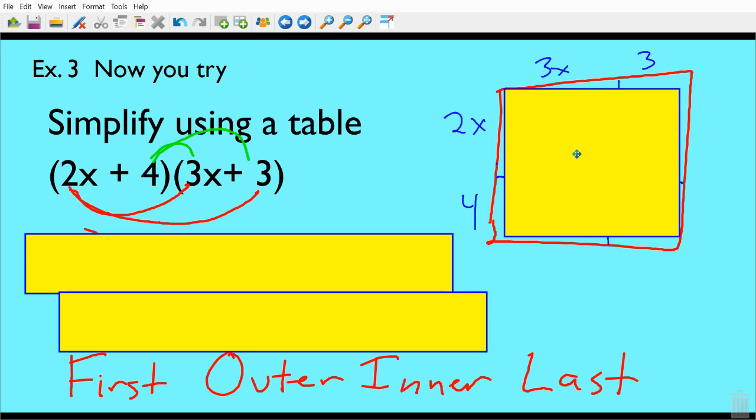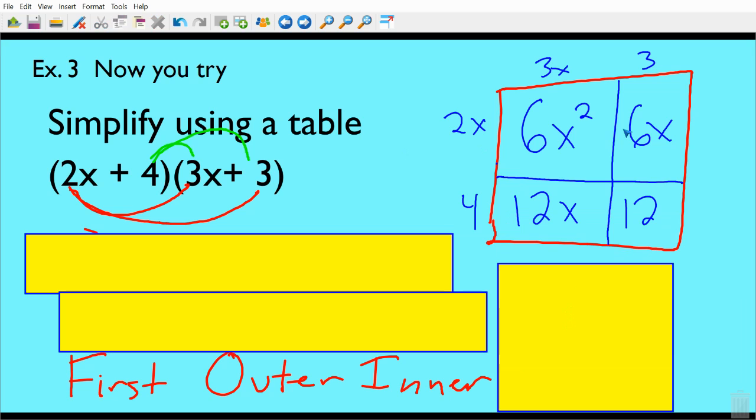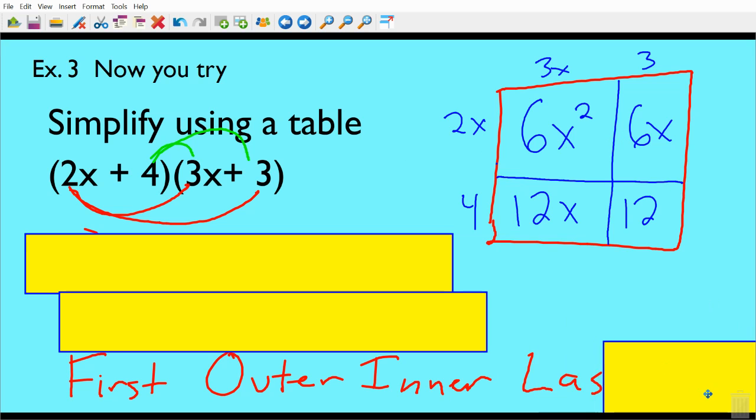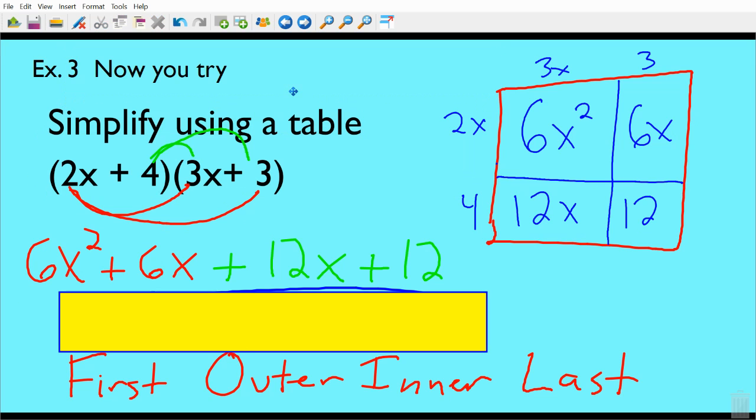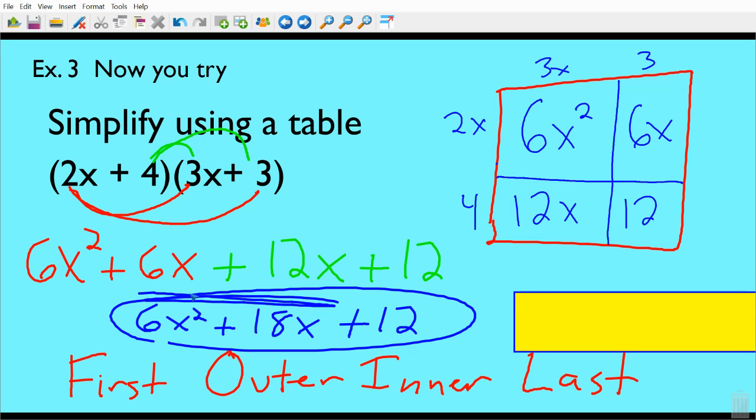So 2x times 3x, 6x squared. All right, then you have 2x times 3x there. And you have 6x. Then 4 times 3x, 12x. And then lastly, 4 times 3 is 12. Combine your middle that are like. So there it is right there. And then lastly, when you combine the middle terms here, you have a quadratic trinomial, 6x squared plus 18x plus 12.